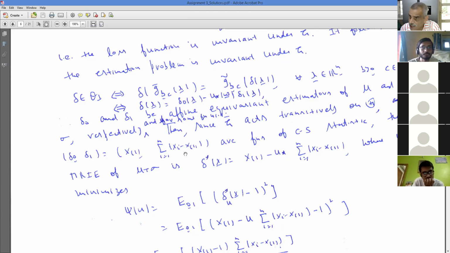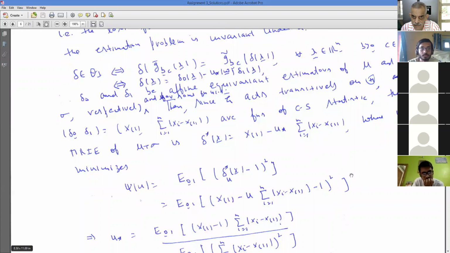Yes, sir. They are functions of a complete sufficient statistic. So by Basu's theorem, this u star w, and w is ancillary. So this u star w is not going to depend on w. So the MRE is basically x1 minus u star times the summation of (xi − x1), where u star minimizes this quantity. Is that okay? Yes, sir. And what is that? Expectation of (x1 − u times summation i = 1 to n of (xi − x1) − 1) whole square.